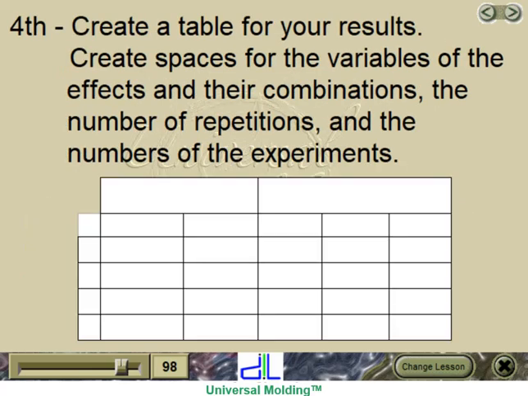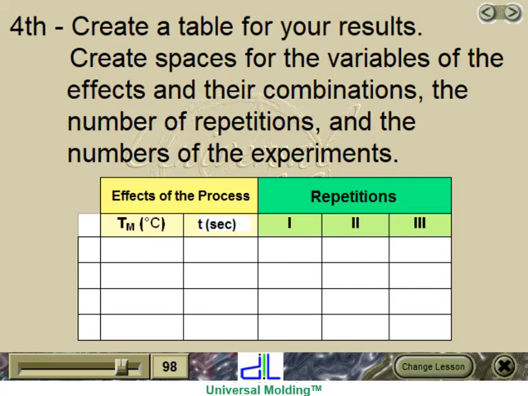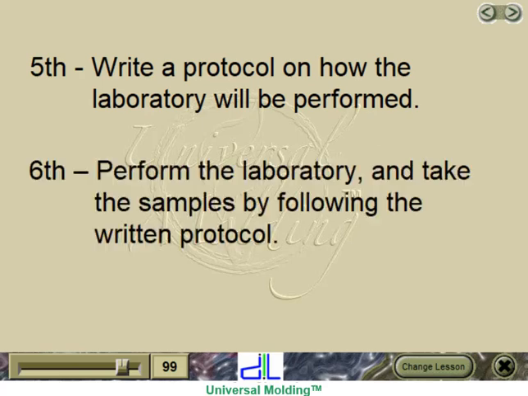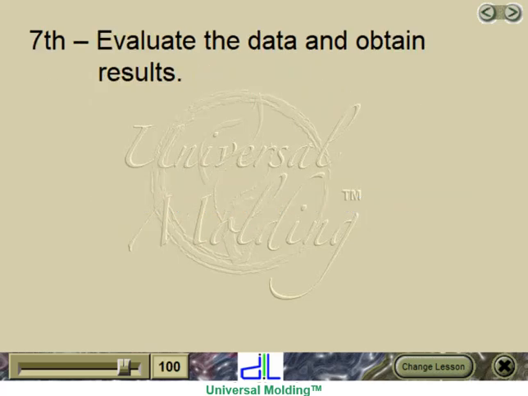Fourth, create a table for your results. Create spaces for the variables of the effects and their combinations, the number of repetitions, and the numbers of the experiments. Fifth, write a protocol on how the laboratory will be performed. Sixth, perform the laboratory and take the samples by following the written protocol. Seventh, evaluate the data and obtain results.